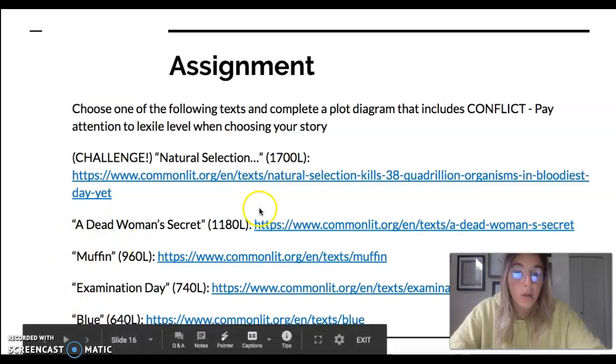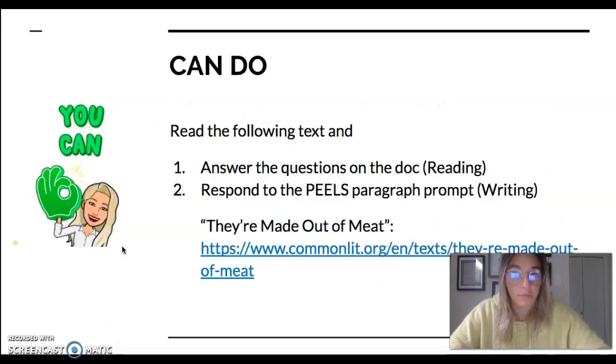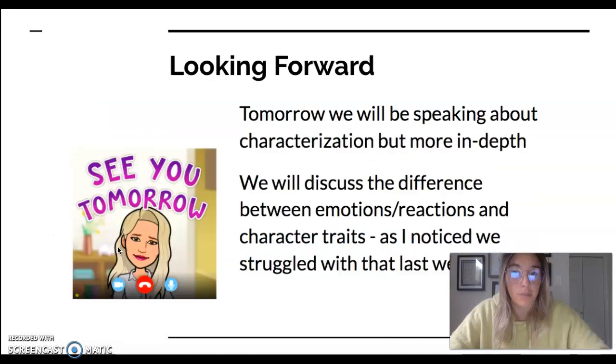The other four, we have 1180, 960, 740, and 640. These are all very varied, so you should be able to find a story that is around or at your Lexile level. You're going to choose that story, you're going to read it, and you're going to do a plot diagram, and you're going to analyze the conflict that is developing within the story. Your can-do questions, you're going to take the following story and respond to the questions in the document.